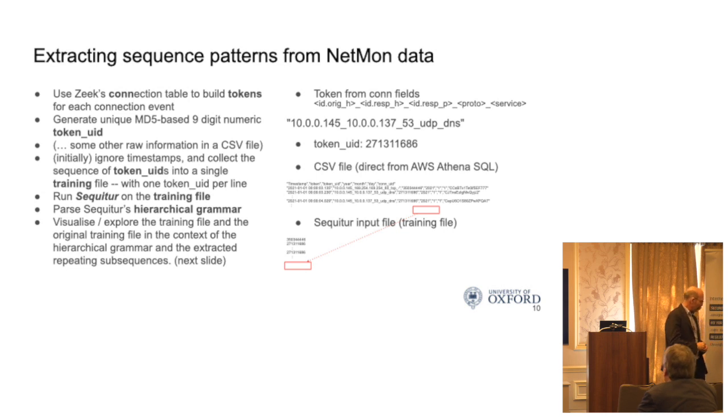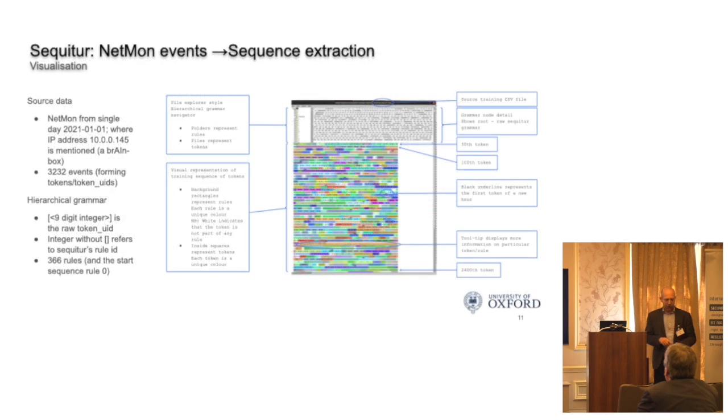We feed it into a natty little sequence mining algorithm called Sequitur. Sequitur was developed in the late 90s by Craig Nevill-Manning from New Zealand, who went on to run the analytics team at Google for a while. And it produces a hierarchical grammar.